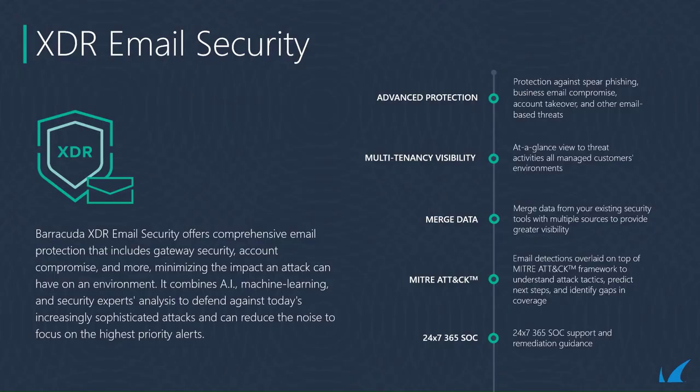Barracuda XDR Email Security offers comprehensive email protection that includes gateway security, account compromise, and more, minimizing the impact an attack can have on an environment. It combines AI, machine learning, and security experts' analysis to defend against today's increasingly sophisticated attacks and can reduce the noise to focus on the highest priority alerts.